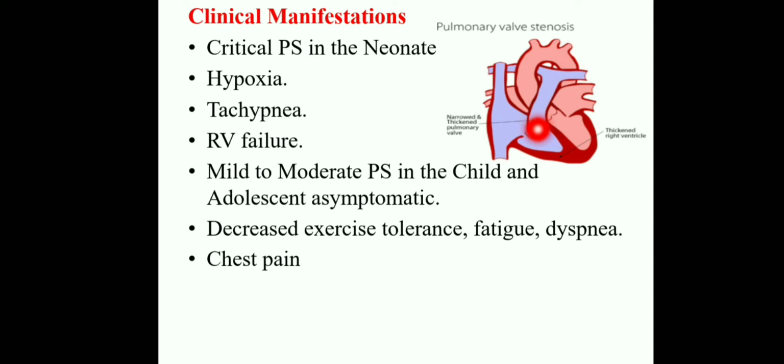So hypoxia is there, and tachypnea, right ventricular failure, and mild to moderate pulmonary stenosis in child and then adolescent. Sometimes it is asymptomatic in the child and then adolescent age. But in neonates, hypoxia, tachypnea and right ventricular failure we will see. Okay, and then decreased exercise tolerance, fatigue, dyspnea and then chest pain are there in the clinical manifestations of pulmonary stenosis. Okay, all of you clear?